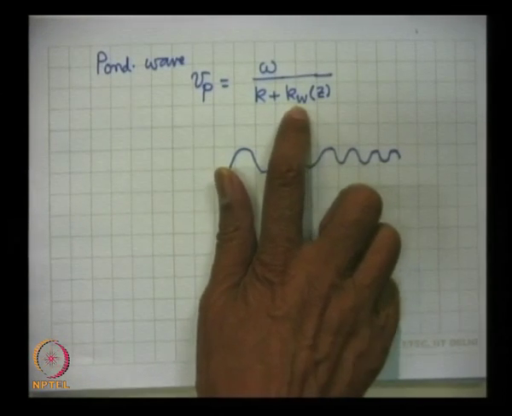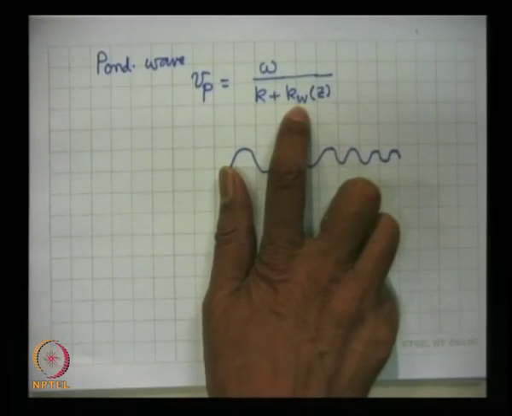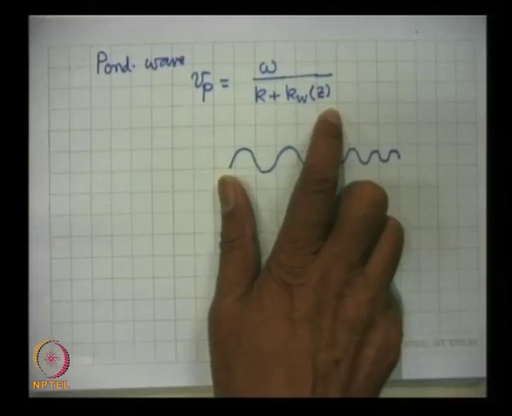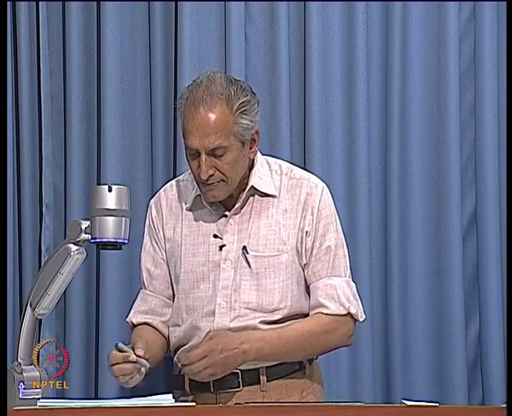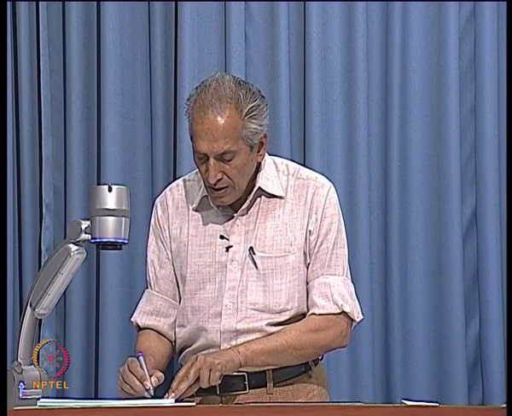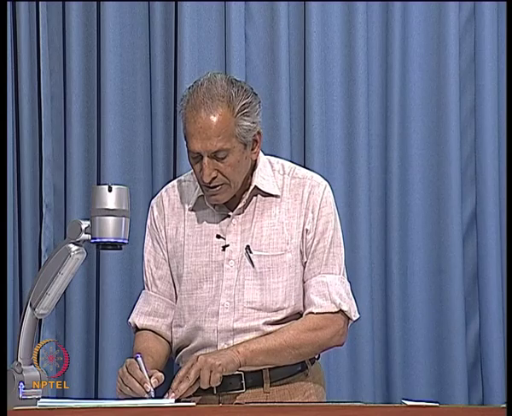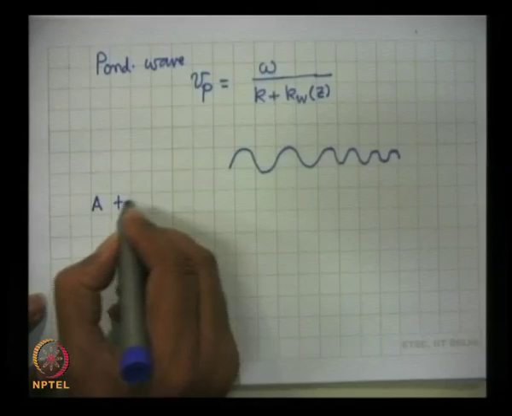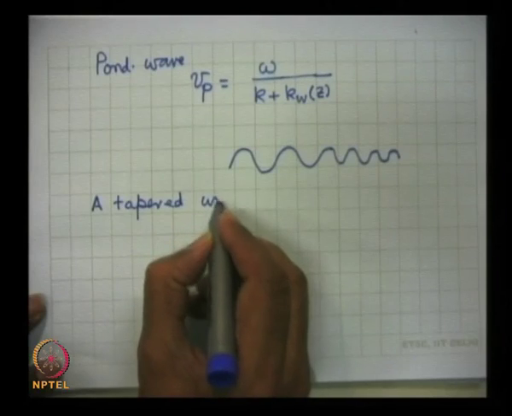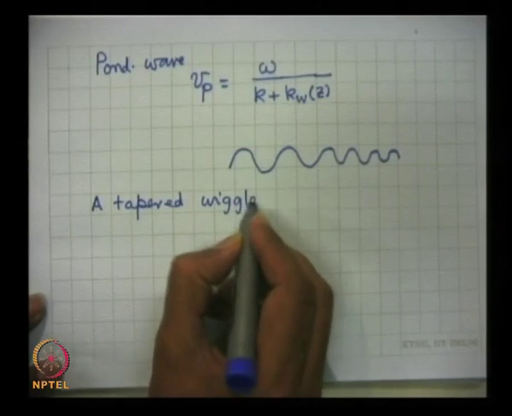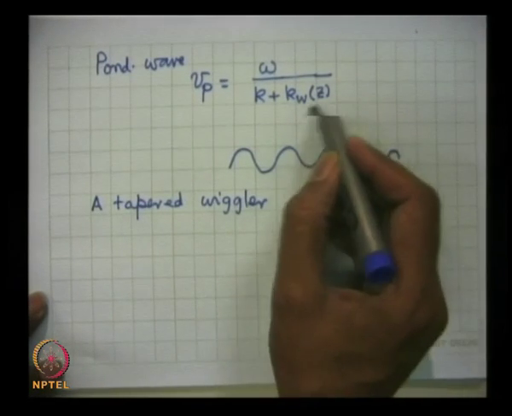So, we would like to find out what is the effect of making kw a function of z. I do not think I am going to go into details of this, but the physics I can reveal in a simple way. Consider a tapered FEL, tapered wiggler. I am choosing kw as a function of z.